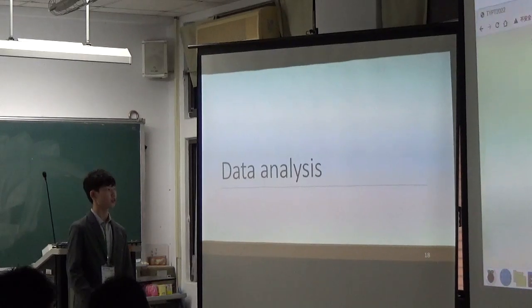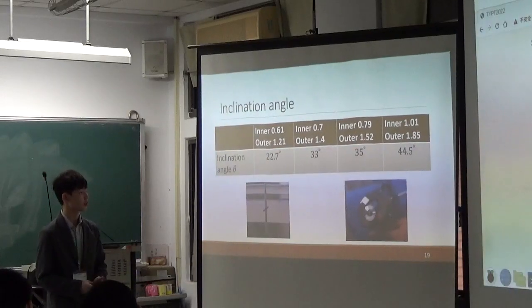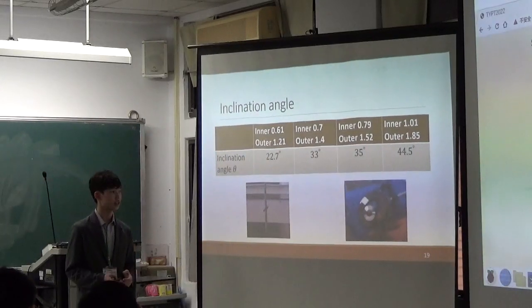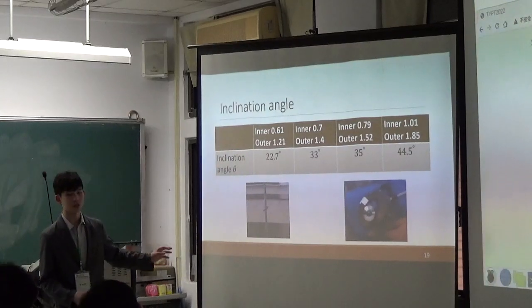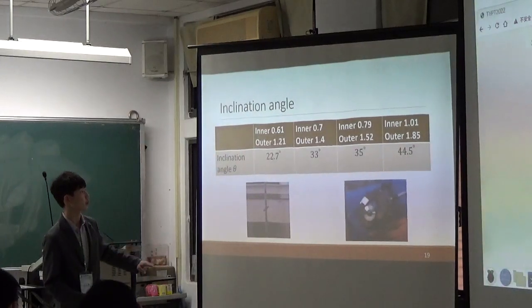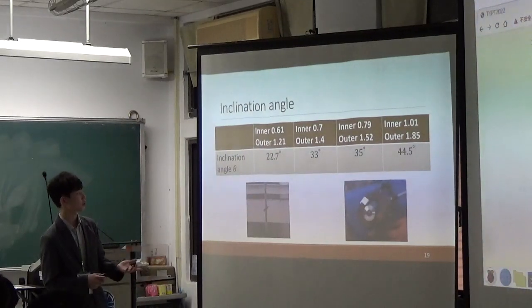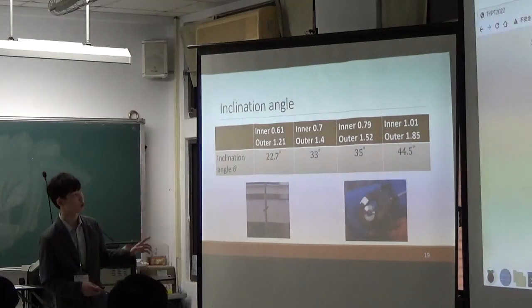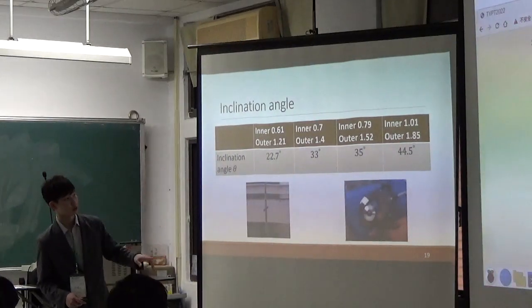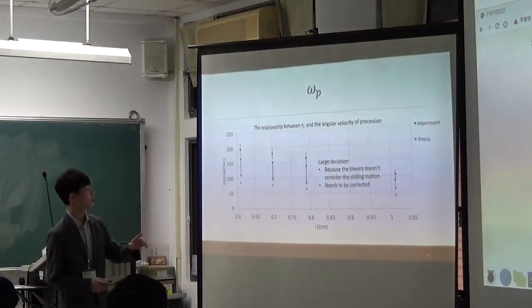So here comes to the data analysis. The first is inclination angle. Instead of calculating the inclination angle based on the theory, we just photograph it and measure it from the tracker. And the table here is the inclination angle. So we have the inner radius from 0.61 to 1.01 centimeter.